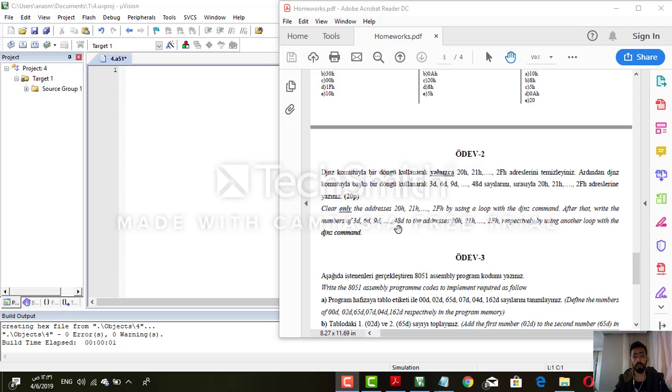At the second question, they need us to clear only the addresses 20 hex, 21 hex until 2f hex by using a loop with the DJNZ command. The DJNZ command, decrement and jump if not zero, we will see it. After that, write the numbers 3 decimal, 6 decimal, 9 decimal until 48 decimal to the addresses of 20 decimal and 21 decimal.